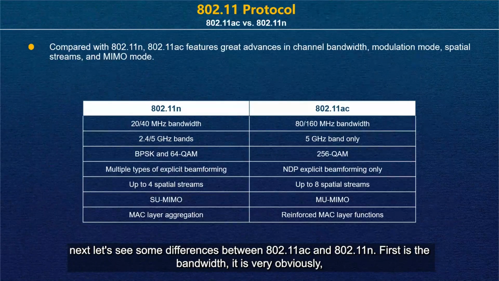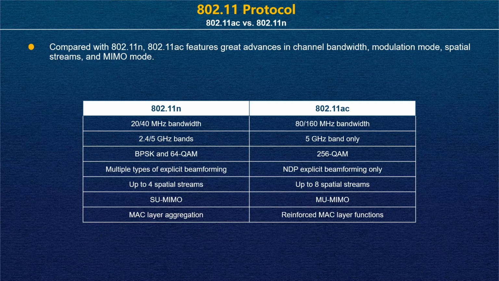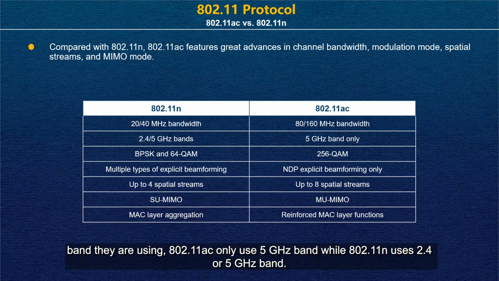After seeing the features, next, let's see some differences between .11ac and .11n. First is the bandwidth. It's very obvious that .11ac has a higher bandwidth, which is 80 or 160 megahertz, right? And next, when we see the band they're using, .11ac only uses the 5 gigahertz band, while .11n uses 2.4 or 5 gigahertz bands.